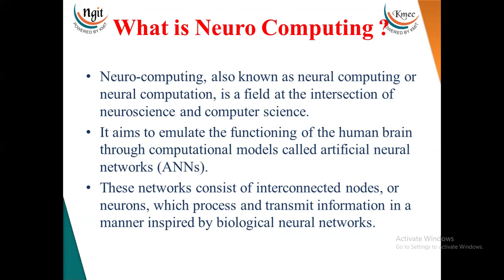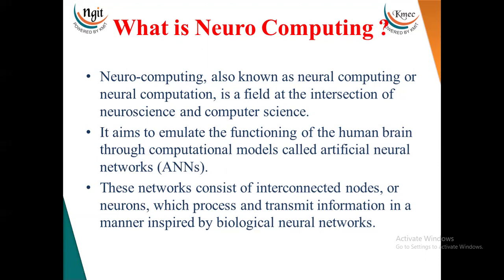So this computing is called neurocomputing. I hope it is clear for you. So what is meant by neurocomputing? Neural computing or neural computation is an intersection of neuroscience and computer science. What is the basic aim of this? To model artificial neural networks. These networks are interconnected nodes.